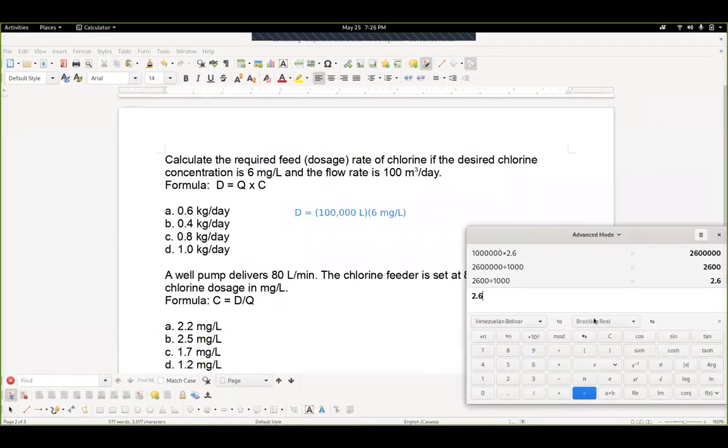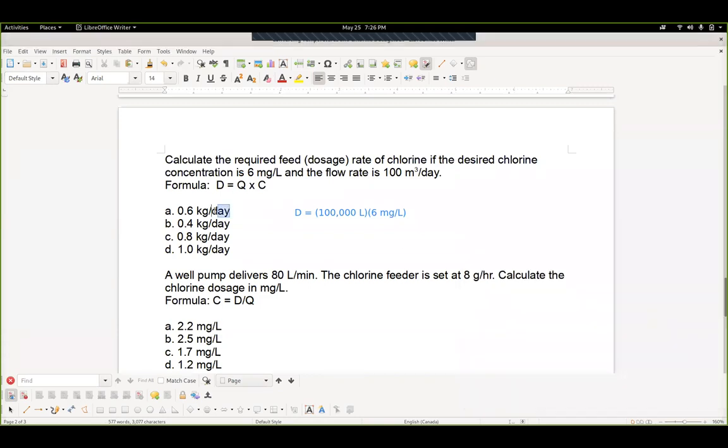So we are going to multiply this out. So we get 100,000 times 6. So that's going to be 600,000 milligrams. So we need to divide that by 1,000 to get grams, and divide that by 1,000 again to get kilograms. So we get 0.6 kilograms per day.